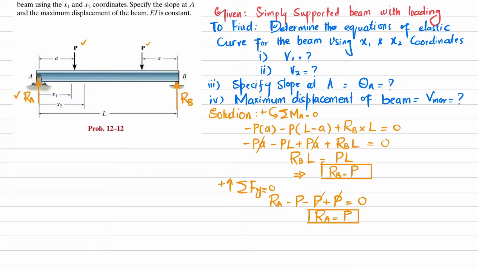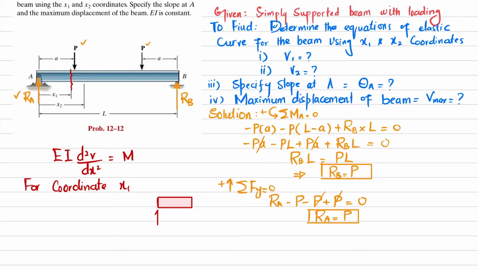What we will do is, we know that the equation of the elastic curve can be found by using this equation: EI into d squared v over dx squared is equal to the moment. First we will cut the beam at a distance of x1 for coordinate x1. If I cut the beam there and draw the free body diagram, the beam will be like this.